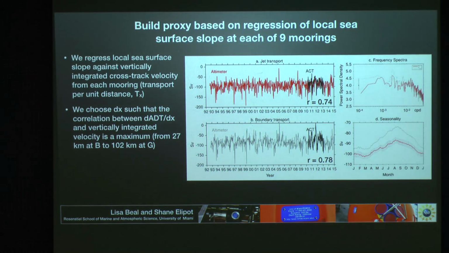So this is what we get. This is the T-jet proxy, and this is the boundary or T-box proxy. You can see that we compared it to the in situ transport over the time of the 3 years of the array. And we got R at 0.74 and 0.78, not too bad. So it explains about 50% of the variance over the 3 years of the in situ data.